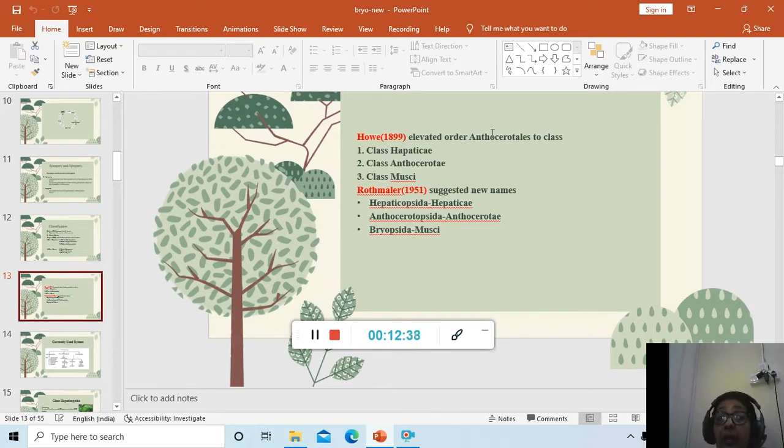And Rothmeiler has given new names for these classes. Hepatic is called Hepaticopsida by Rothmeiler, Anthocerote is called Anthoceropsida, and Muscae is called Bryopsida. So, Hepaticopsida, Anthoceropsida and Bryopsida.